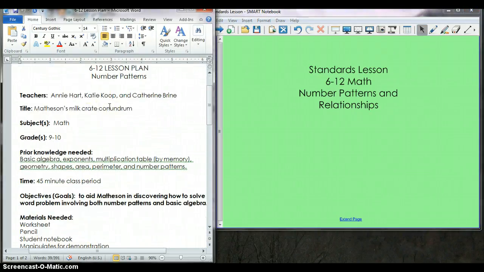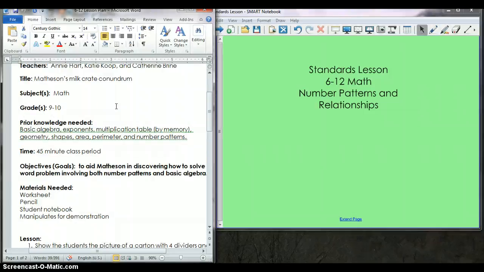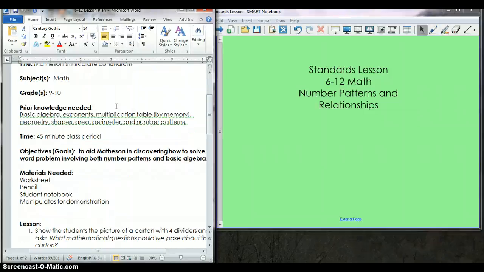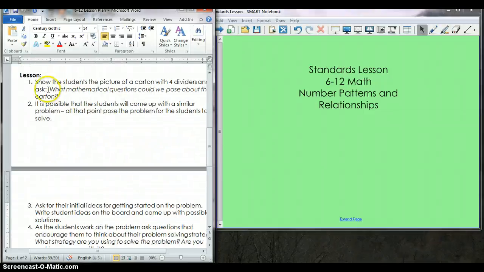We're really outlining number patterns, and that's an extension from our K-5 lesson plan. So we're assuming that the child knows algebra, exponents, multiplication tables by memory, geometry, shapes, area, perimeter, and number patterns, and has a basic understanding. Our goal grades are 9th through 10th grade. And our objective is to aid Matheson in discovering how to solve a word problem involving both number patterns and algebra. So here's just a basic summary of our lesson.